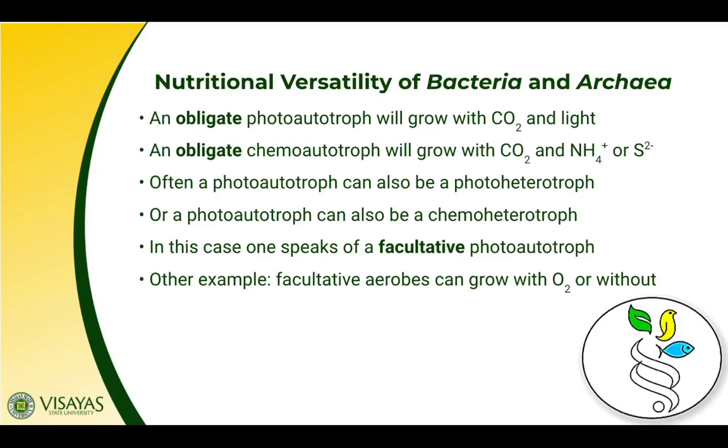However, often a phototroph can also be a photoheterotroph. There are microorganisms with that ability. Or a photoautotroph can also be a chemoheterotroph. If that is the case, then we are talking about facultative photoautotrophic microorganisms. Another example could be facultative aerobes that can grow with or without oxygen. We'll be talking more of that when we go to the different environmental factors that affect microbial growth.